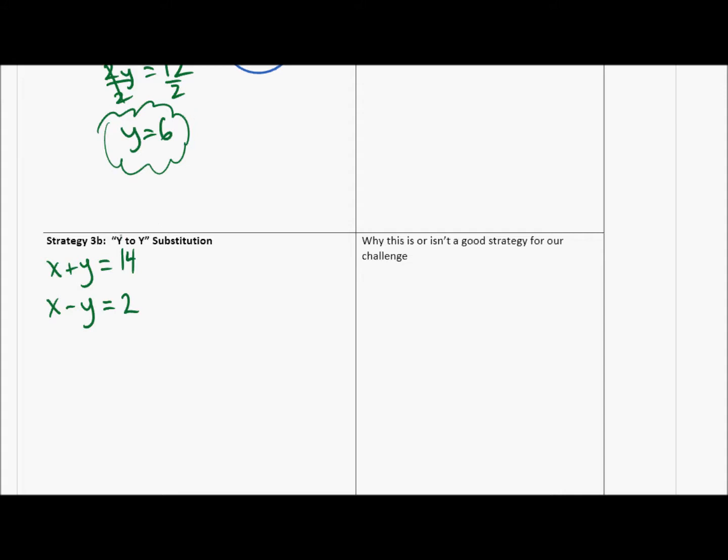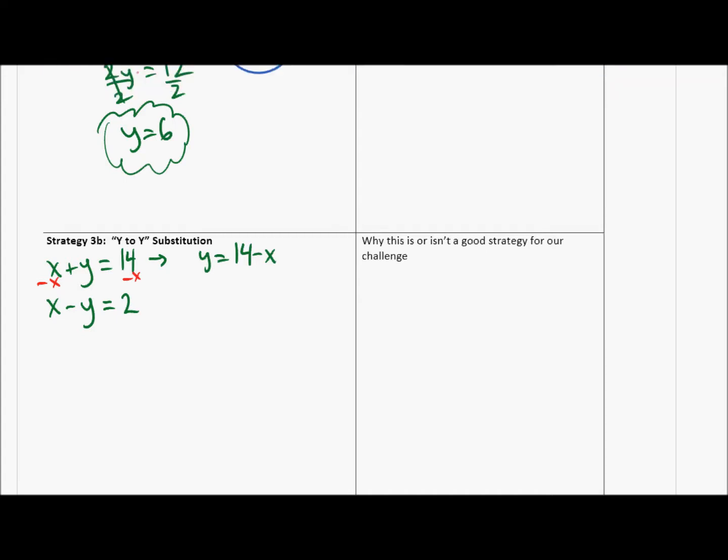So in order to do y to y substitution, what that means is, first of all, you need to get y by itself in both equations. Now, it doesn't necessarily have to be y. I guess it could be any of the variables, but as long as we're calling it y to y substitution, we're going to get both of these y's by themselves. In the top equation, it's very easy to get y by itself. I would just subtract x on both sides, and that top equation is just going to become y equals 14 minus x. Okay, so I got the y by itself.